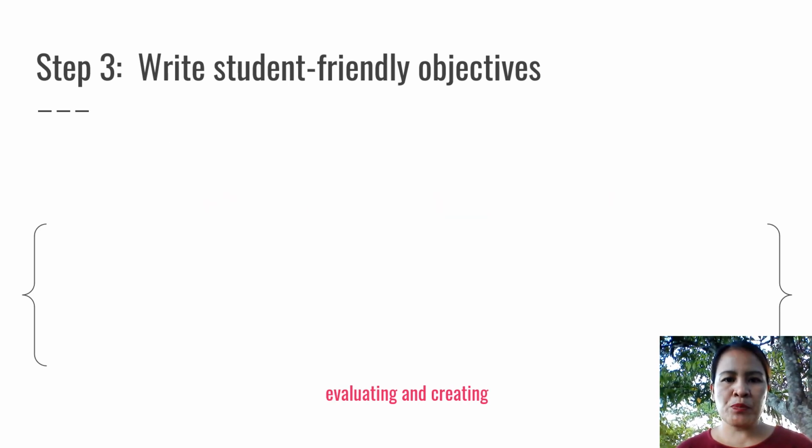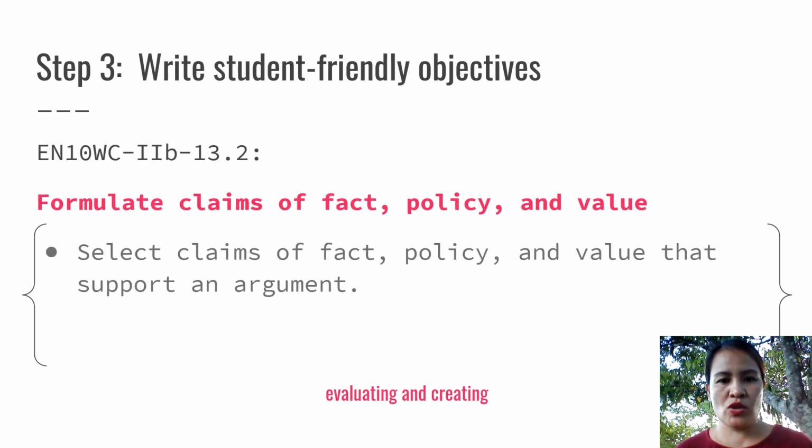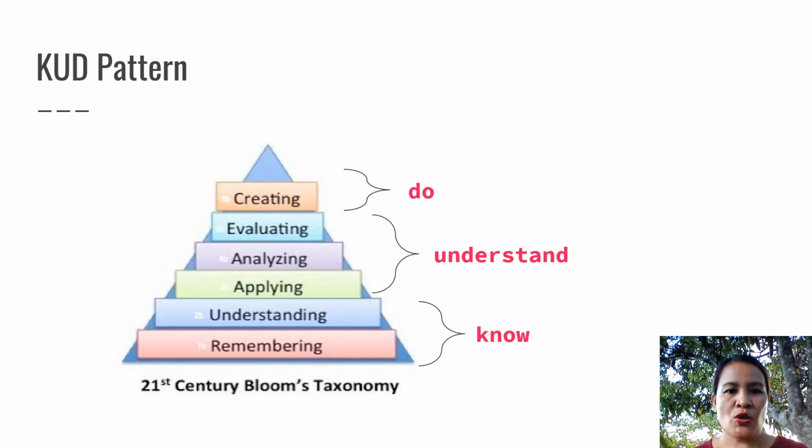Okay, going to the topmost part of the pyramid, we have the skills select and formulate. Since formulate is under creating, it is understood that it will be the last objective. So let's look at this one. We have there select and formulate. For our instructional materials or lesson plans, there should be at least 3 objectives. Why 3? Using the KUD pattern, or know, understand, and do, there must be one objective for the K, one for the U, and one for the D.